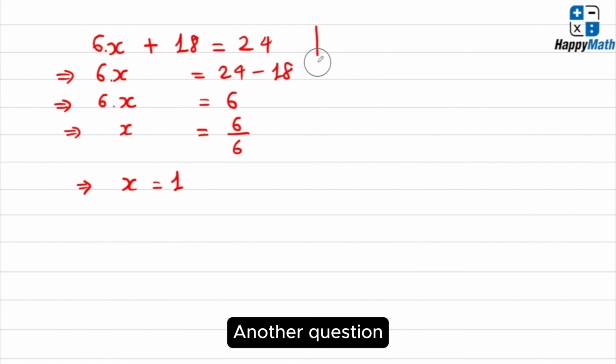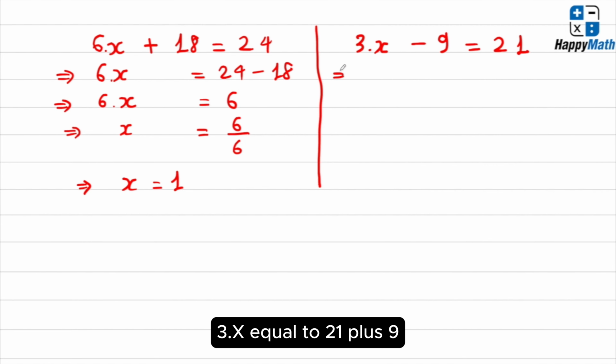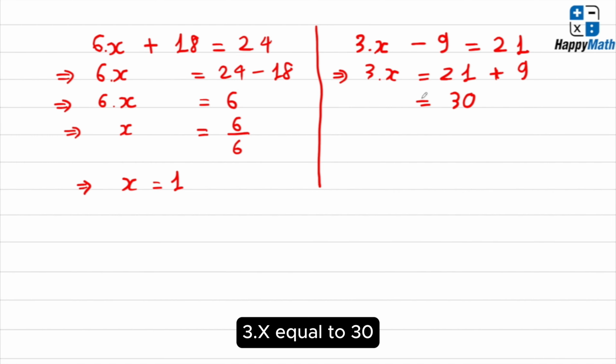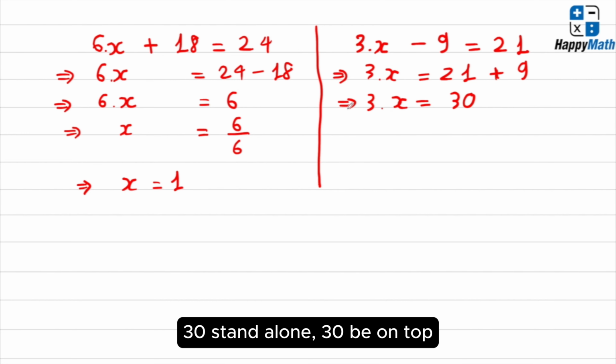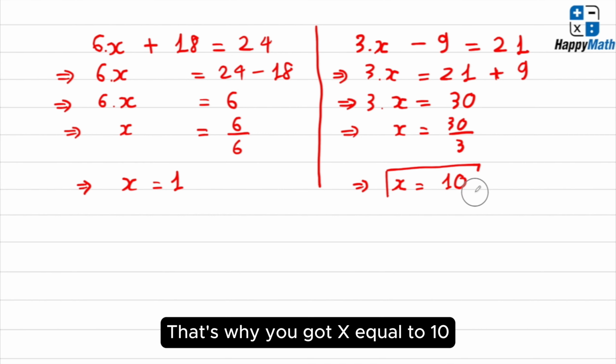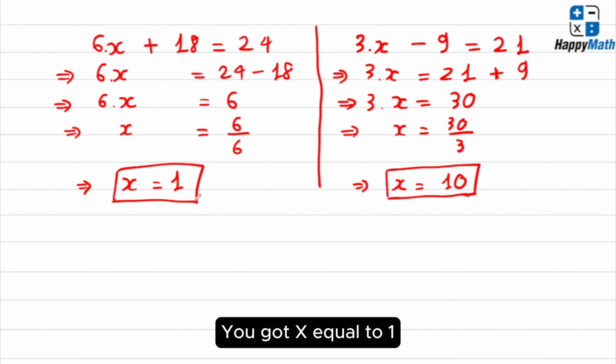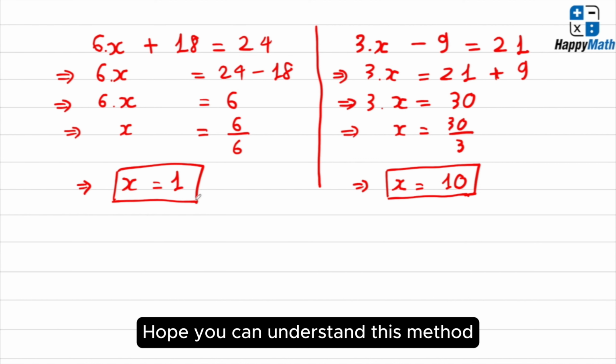Okay. Another question. 3 times x minus 9 equal to 21. 3 times x equal to 21 plus 9, it is 30. 3 times x equal to 30. 30 stands alone, 30 will be on top. 30 over 3, 30 over 3 means 10. That's why you got x equal to 10 as my final answer for this question. And for the first question, you got x equal to 1. Hope you can understand this method.